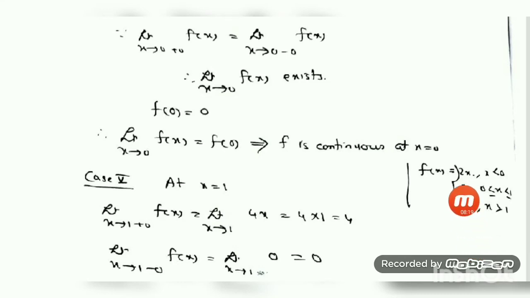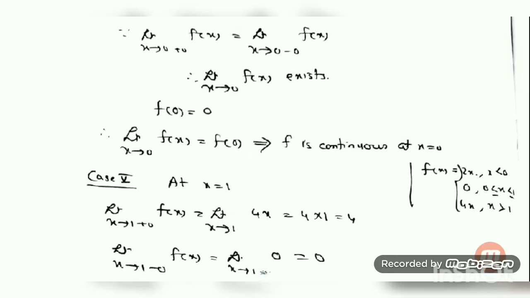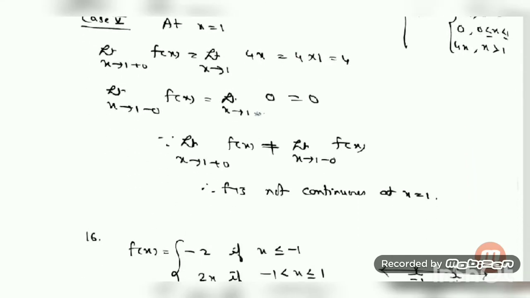At the point 1 also we have to separately write the left and the right hand limit. So for 1 plus 0, the function is defined by 4x, so it will be 4 into 1, it is 4. For less than 1 the function is defined by 0, so it is equal to 0. So we have seen that left hand limit is not equal to the right hand limit. It means the function is not continuous at the point x equal to 1. We have to discuss the continuity, so I have discussed all these things.